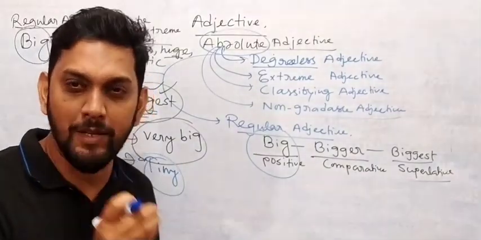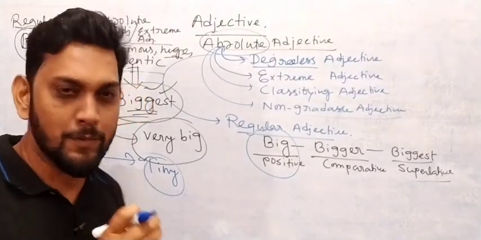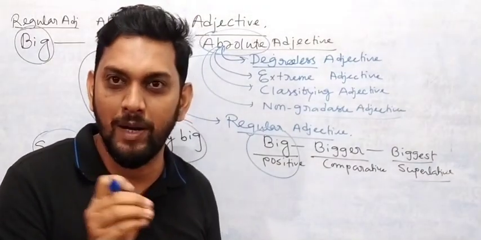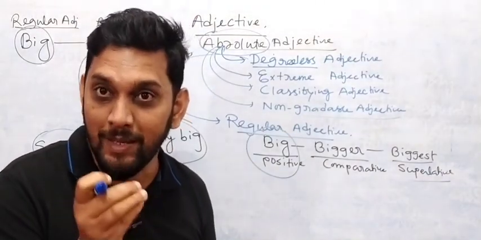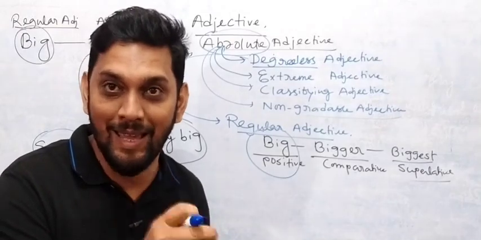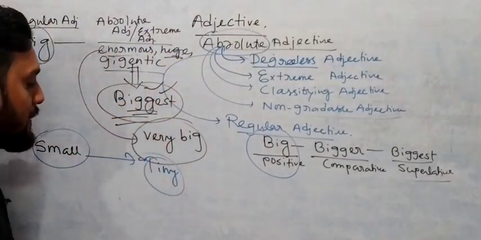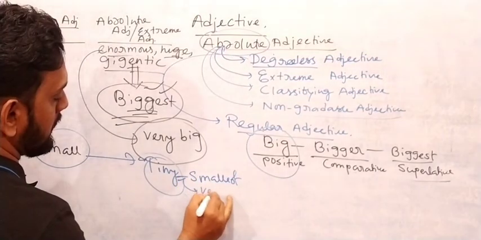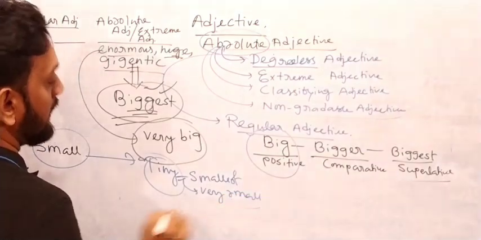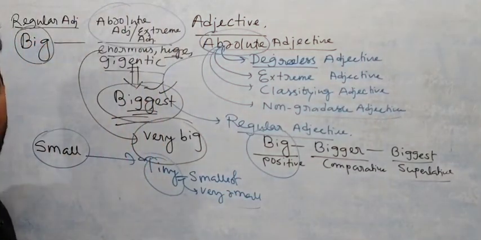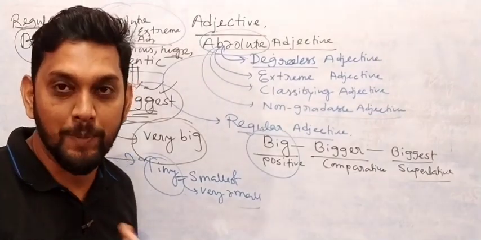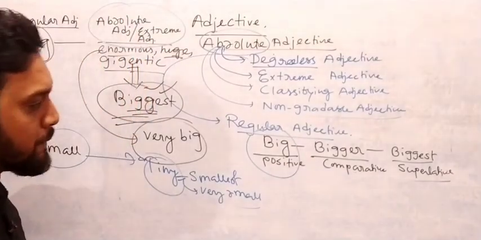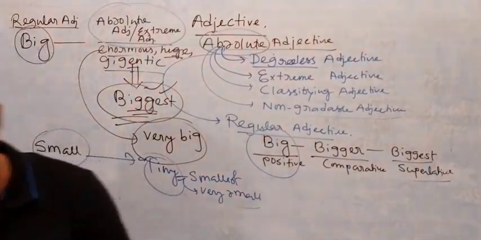So similarly, tiny is extreme. Tiny means very small, means smallest. What is the superlative degree of small? Smallest. So the meaning of the smallest must be similar to tiny. Tiny means smallest, or you can say very small. Got my point? These are called absolute or extreme adjectives. They are called degreeless adjectives. You cannot make them comparative and superlative form. So it's a very important part of learning the English language, my friend.